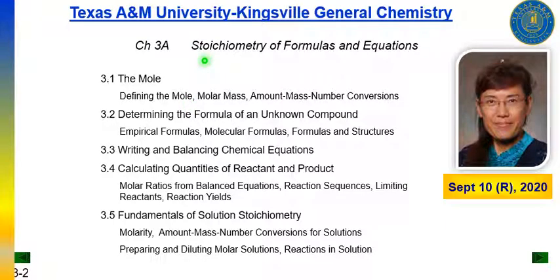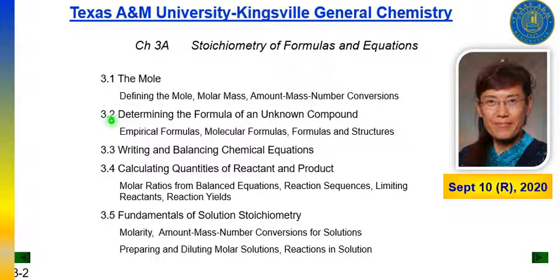Today we start your chapter 3, Stoichiometry of formulas and equations. In this chapter, we are going to spend 2 different lectures to cover 5 topics. The first topic, the moles. We are going to learn the definition of the moles, calculation of moles and molar mass, conversion of moles to mass to the number of entities.